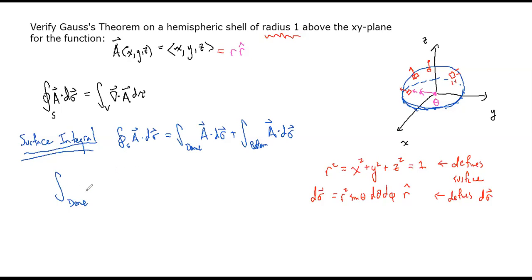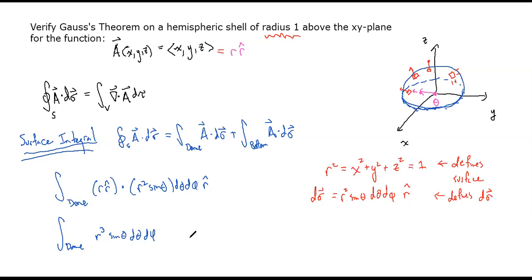I have the integral over the dome of A. A is now our r hat. I love it. And then we dot that with d sigma. D sigma is the scale factor for theta and the scale factor for phi, and then d theta and d phi. And then that's also r hat. So the r dot r goes away, and we're left with r cubed sine theta d phi.